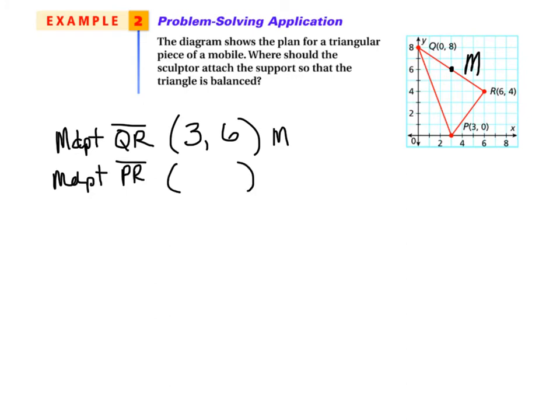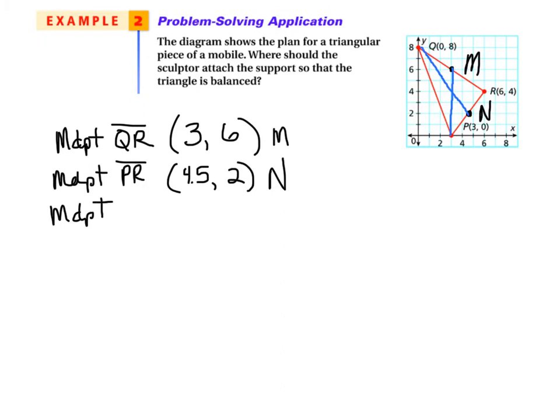So 3 plus 6 is 9. Half of that is 4.5. And 4 plus 0 is 4. Half of that is 2. So 4.5, 2. I'm going to call that N. So I'm going to connect these right now using blue lines. Now, if you wanted to do the other side, we can do that as well. And I'll show you what's going to happen.